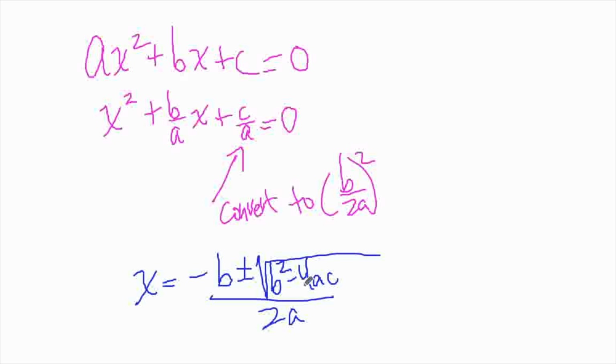A couple of comments. Notice there's two answers in there, the plus and the minus. Okay, notice that you have a square root of something that may or may not be 0 or positive. If the argument of the square root is negative, you have complex solutions. If the argument of the square root is 0, you've got one solution. Okay, and if the argument is positive, you have two solutions.